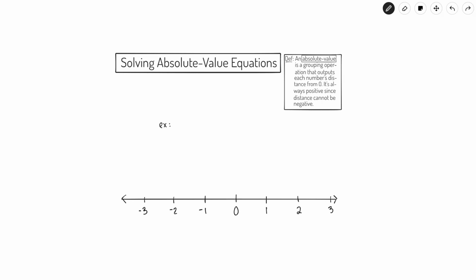In the top right corner, we see the definition of the absolute value operation. It says, an absolute value is a grouping operation that outputs each number's distance from zero. It's always positive since distance cannot be negative. And so we can imagine that if we have any number, I'm trying to see how far that number is from zero. Of course, distance can never be negative.